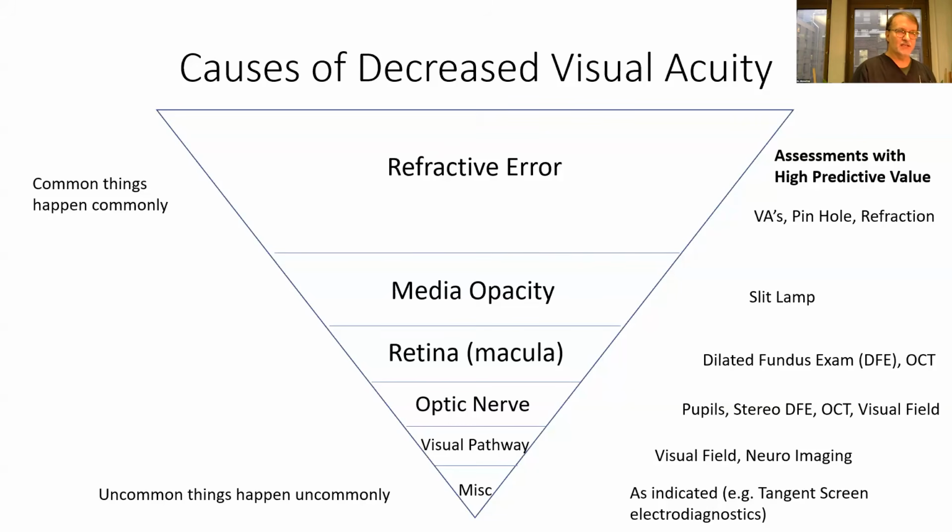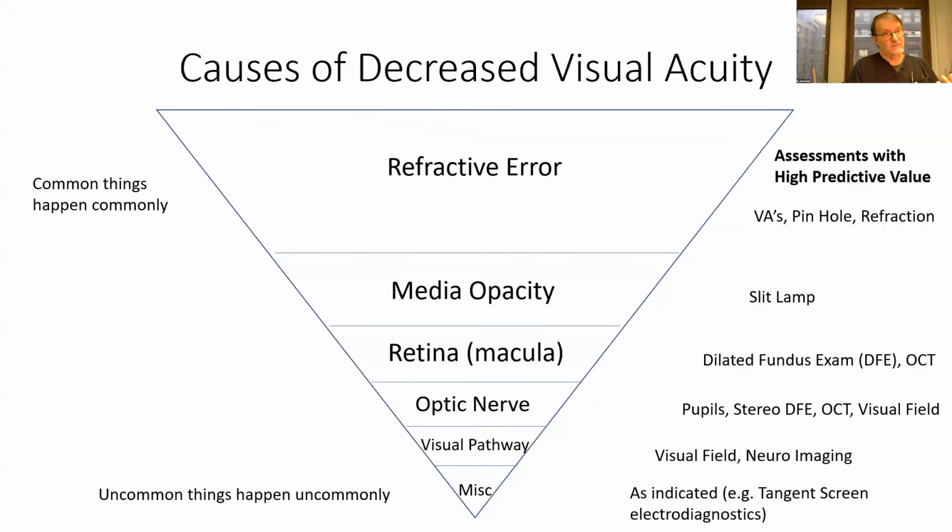The next is retina, and specifically the macula, and a dilated fundus examination or an OCT, for instance, would be highly specific for that and have high predictive value. Optic nerve assessment, pupils, which we do very early on in the external examination, can be really telling and very, very important to guide you in your subsequent analysis. Stereo dilation, so stereo assessment of the optic nerve through a dilated pupil. Visual fields will also help with the optic nerve.